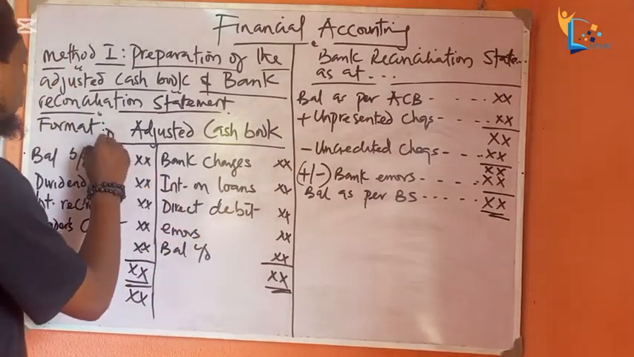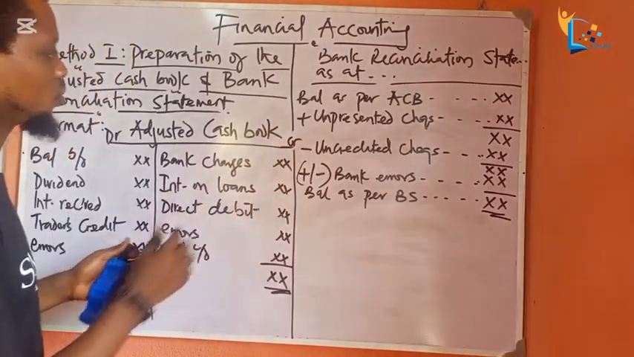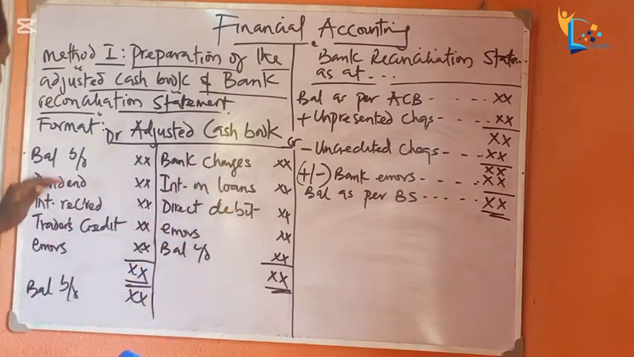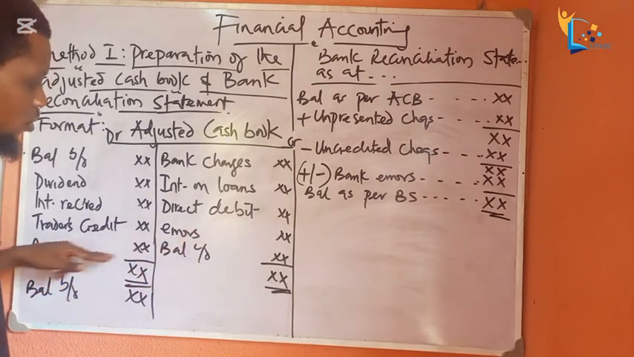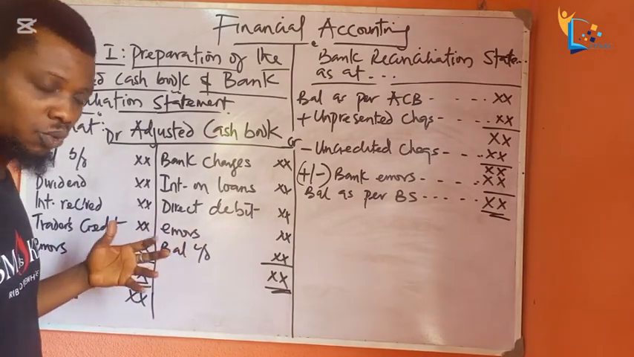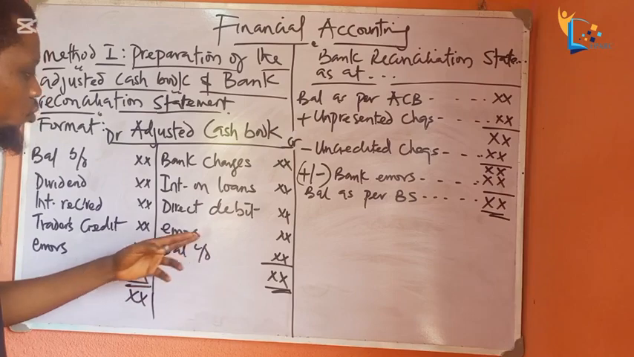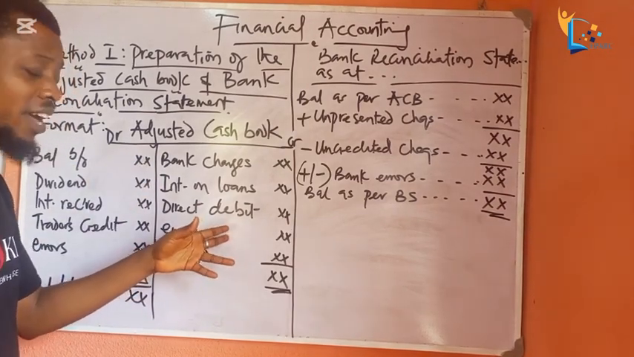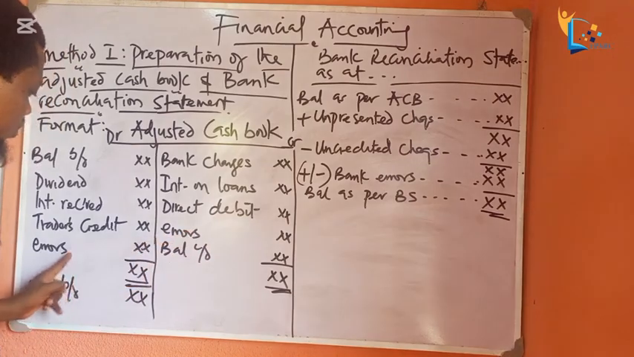This is the debit side, sorry, I didn't write that initially. This is the credit side. Let me just note it small here. So this is the debit side, this is the credit side. We'll have the balance brought down, the dividend, interest received. We might have errors that affected the cash book, so I noted them on both the credit and the debit side, so that when we correct those errors, it will be indicated in the adjusted cash book. That was why I put it in the format.